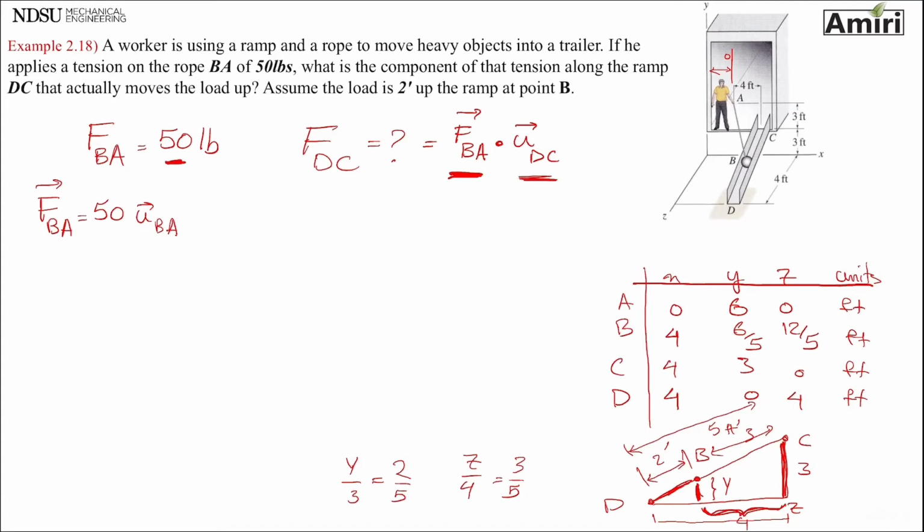Let's just start with the unit vector of BA. It is 50 pounds times the unit vector of BA, which is RBA divided by the magnitude of BA. I'll let you do the math. This will result in 29.85 I, 35.85 J, 17.98 K, units of pounds.